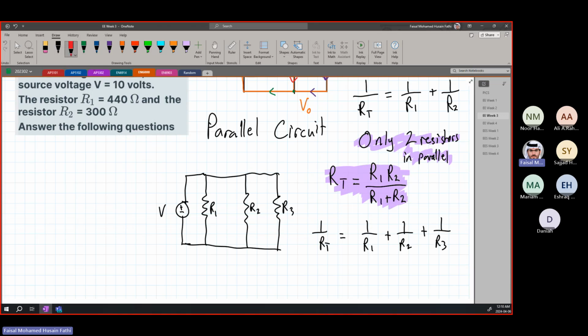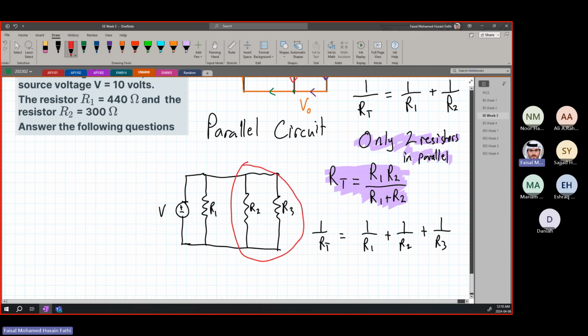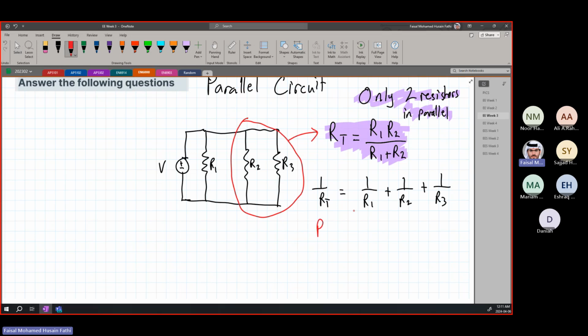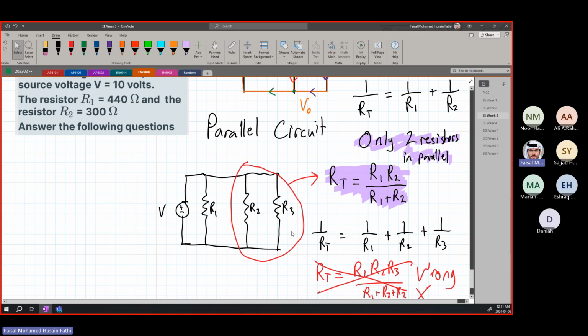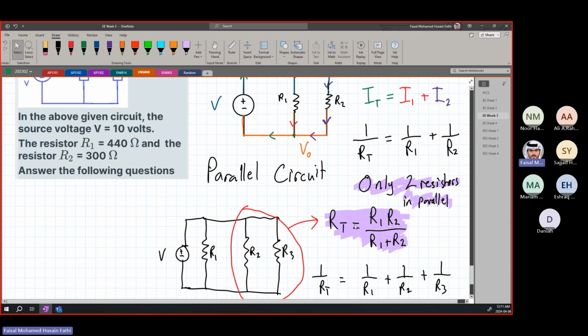You could look at, for example, only these two parts and apply this formula to it, but we will look at that a bit more later. You cannot simplify all of these together. Do not say that RT is equal to R1, R2, R3 over R1 plus R2 plus R3. This is completely wrong, okay? Wrong. Do not do this. You cannot find the total resistance like this. Yes, if you are looking at only two of them, you can simplify it, but if you're looking at three resistances, you cannot do it all in one shot. We will look at this a bit more later on when we are solving in week 4.